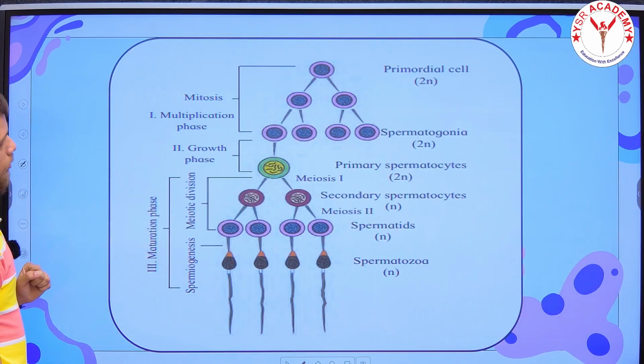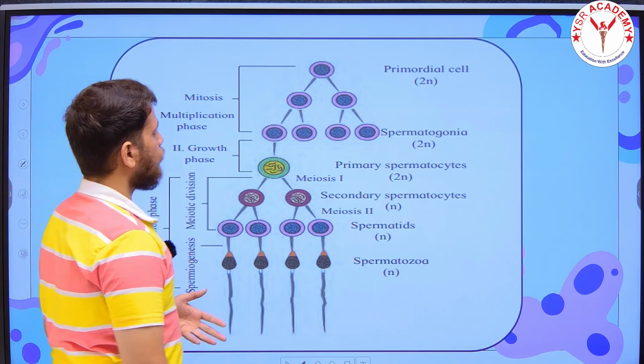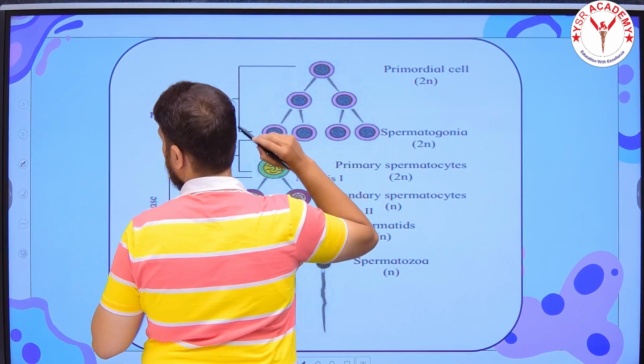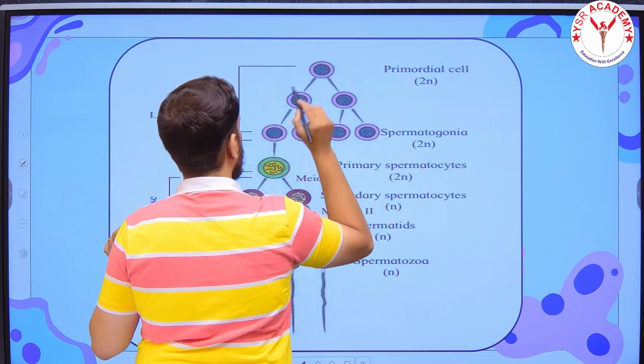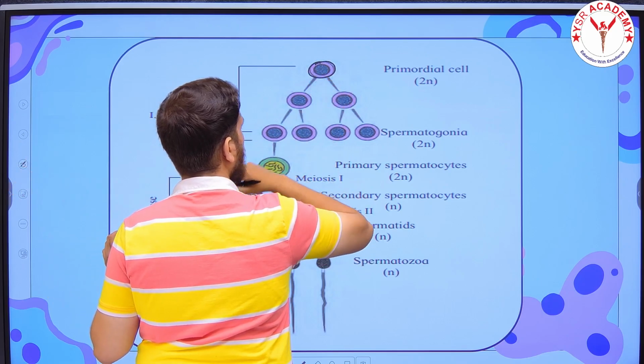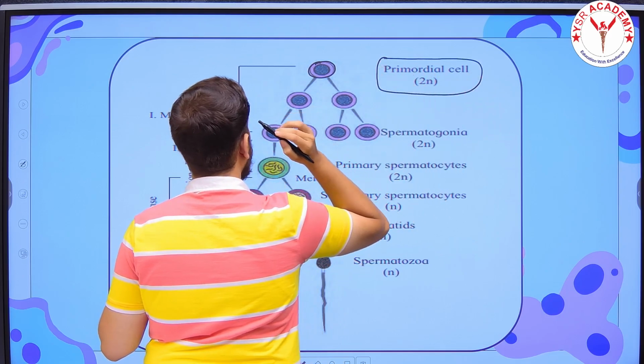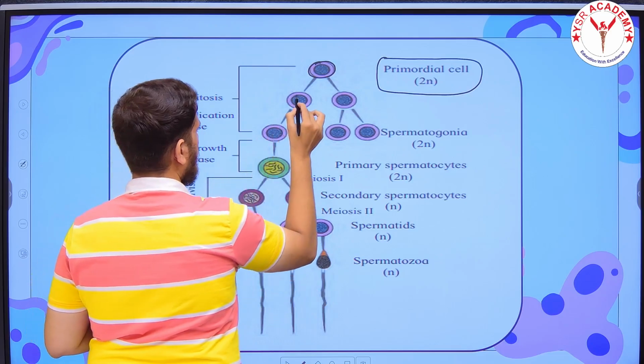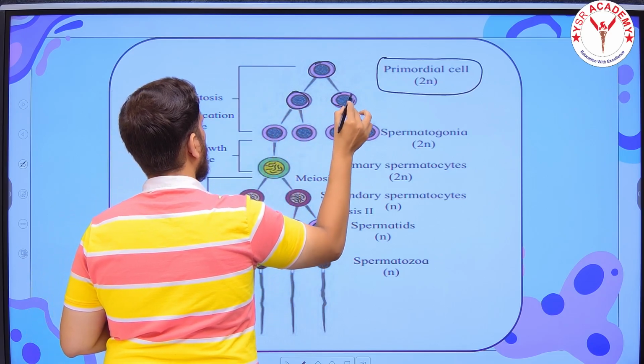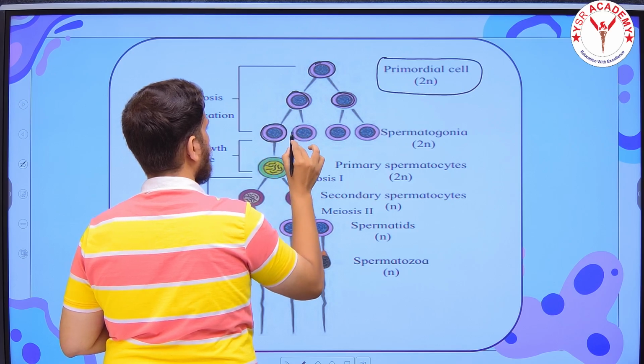Now, this initially begins with the very first cell, which is your primordial follicle. This primordial follicle, guys, is diploid in nature. ये डिप्लॉयड है, इसको प्राइमोर्डियल फॉलिकल बोल दीजिए या फिर प्राइमोर्डियल सेल बोल दीजिए. It is going under mitosis to form 2 cells. Second mitosis to form total of 4 cells.